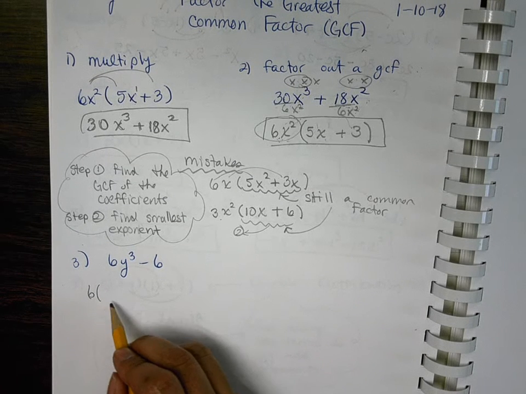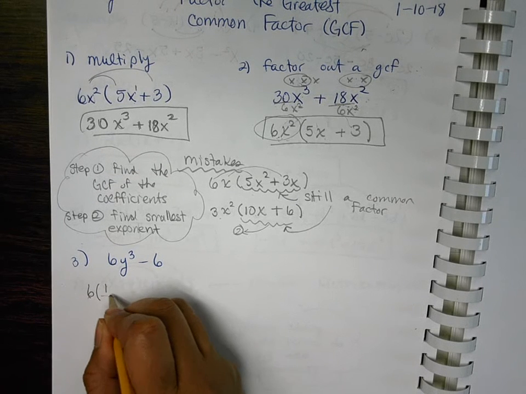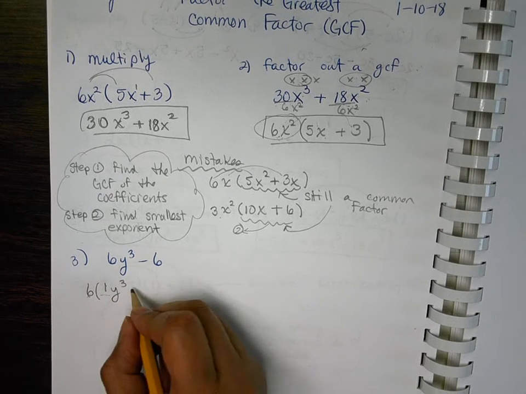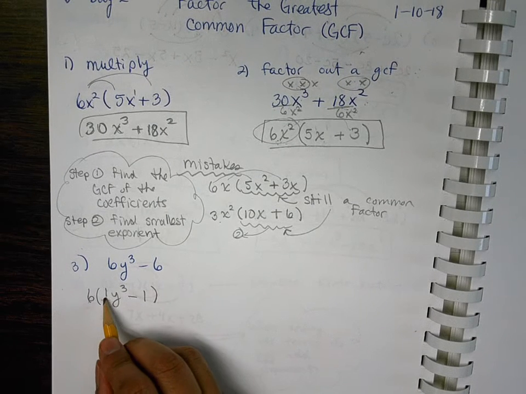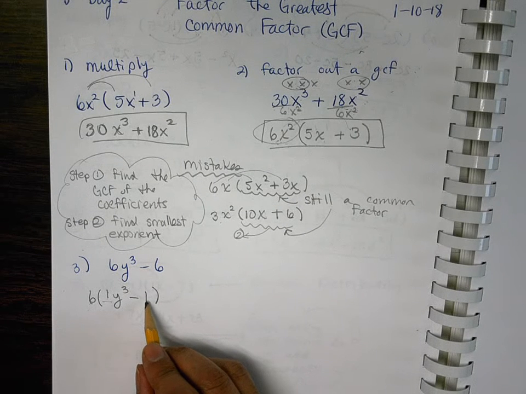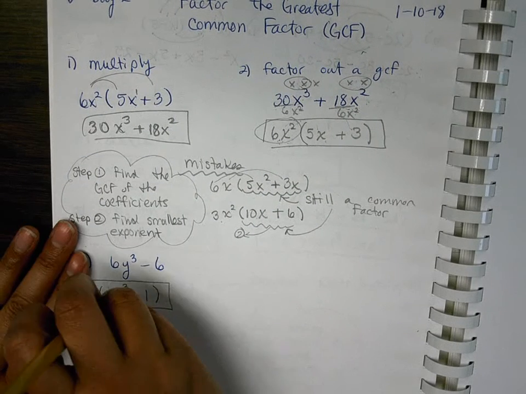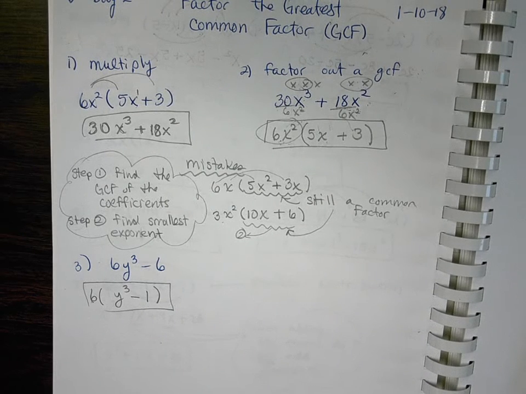6 times what is 6? 1. And then y cubed. Why y cubed? Because I need the y cubed there. Take away 6 times what is 6? 1. Now, is this 1 needed right here, the coefficient of y cubed? It is not. Is that 1 needed right here, the -1? That one is. So if you dropped this one over here, you would be okay. If you dropped the one at the end, you would not be okay. This one at the end, you need one. I'll explain a little more.